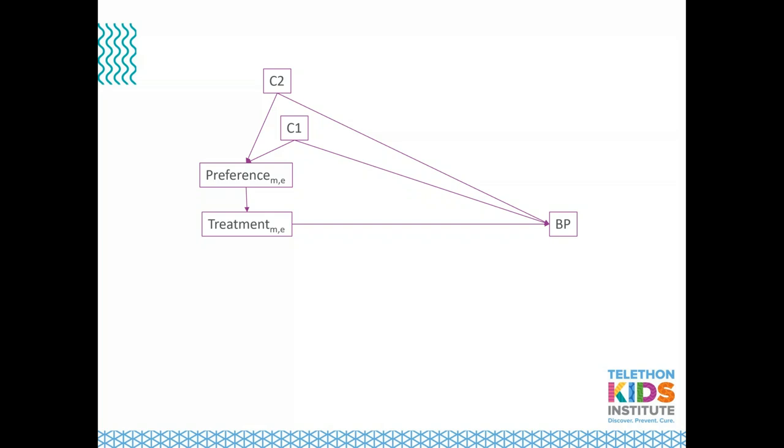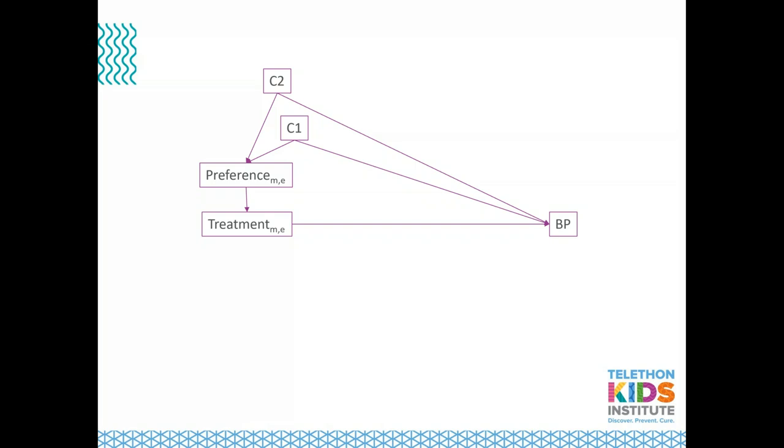So the problem there is that in the real world, we generally don't observe what would happen to people who prefer or intend to receive medicine, but who actually have exercise, and those who prefer or intend to have exercise, but who for whatever reason receive medical treatment instead.